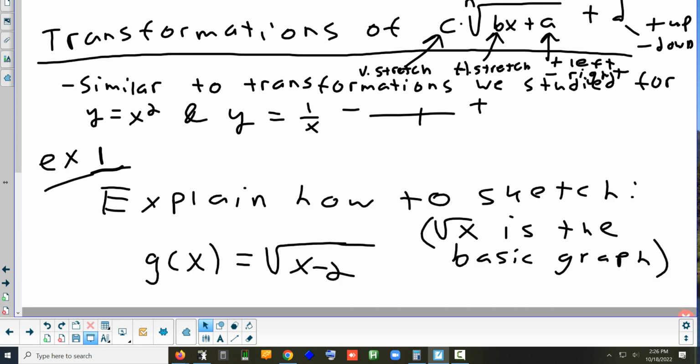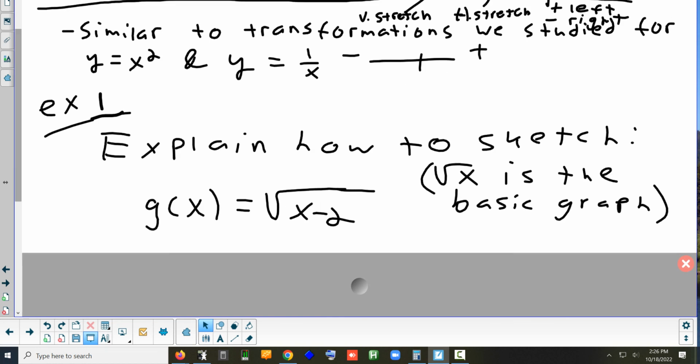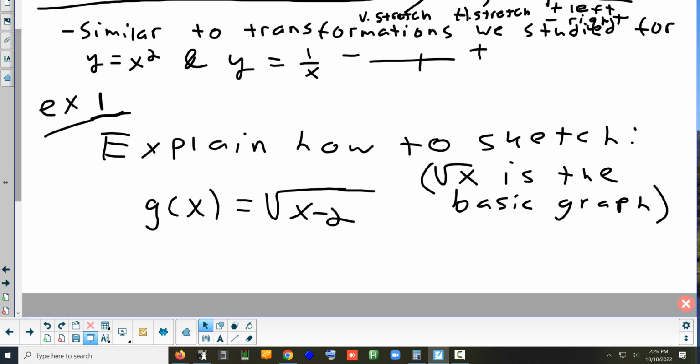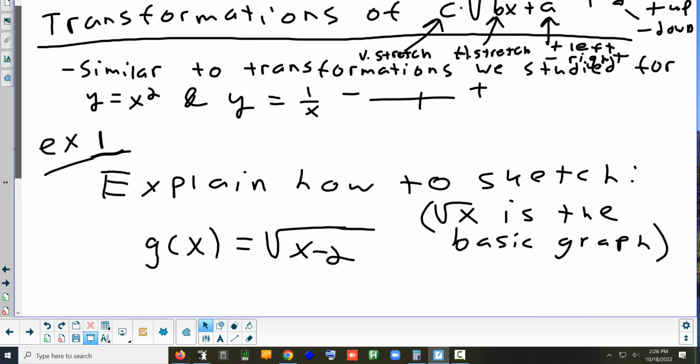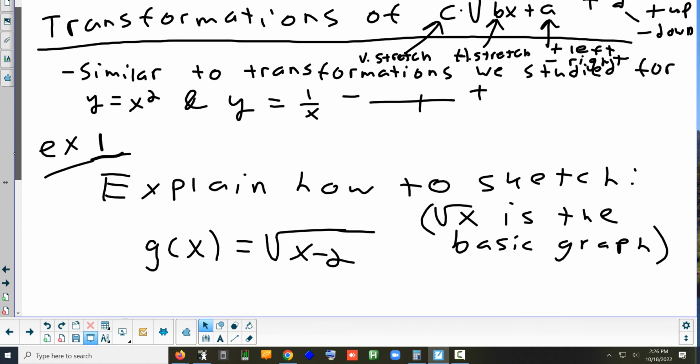So let's try an example with a square root. It's not going to have every single letter in it. This problem only has one. And all I want to know is if you started with the square root of x, how would you get the square root of x minus 2? So you need to tell me what the minus 2 is going to do.